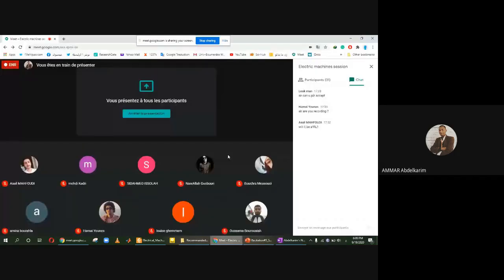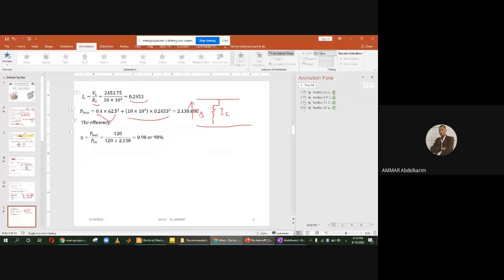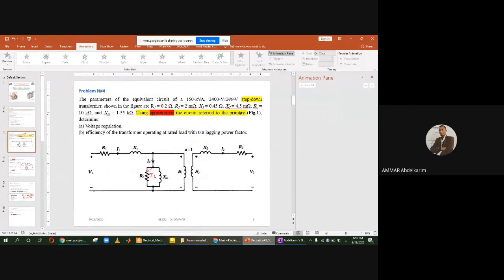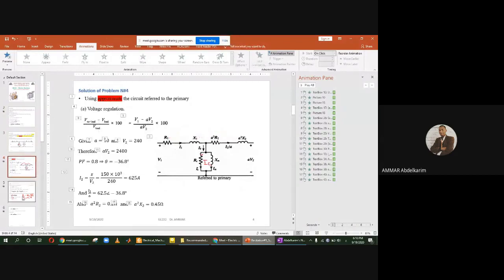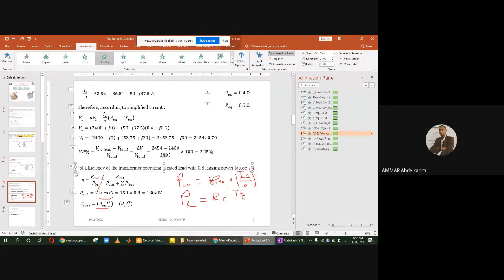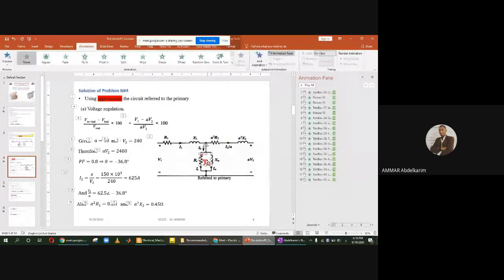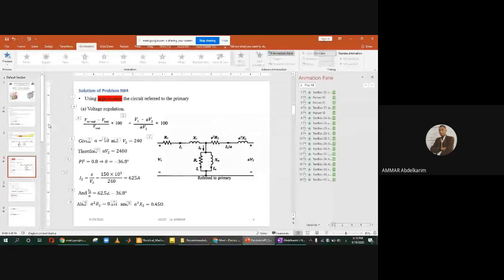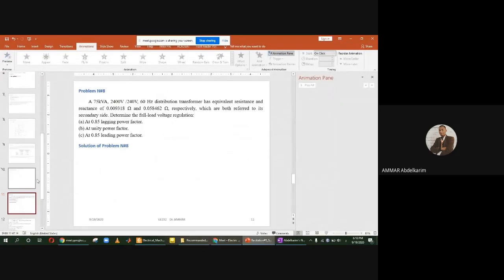If you have any questions before passing to another problem. Is it clear how we calculated the voltage regulation? Okay, great. In fact, I didn't prepare all the problems because I considered it a short meeting. Let's see problem number 8. It's solved in the solution I gave you, but I think you have a good idea about the voltage regulation.